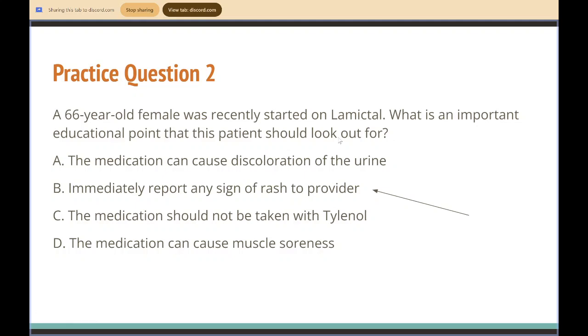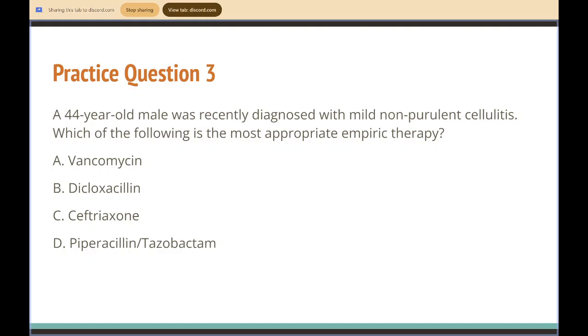All right. Moving right along to practice question 3. And I believe there are 6 total. A 44-year-old male was recently diagnosed with mild, non-purulent cellulitis. Which of the following is the most appropriate empiric therapy? Choice A, vancomycin. Choice B, dicloxacillin. Choice C, ceftriaxone. Choice D, piperacillin tazobactam.